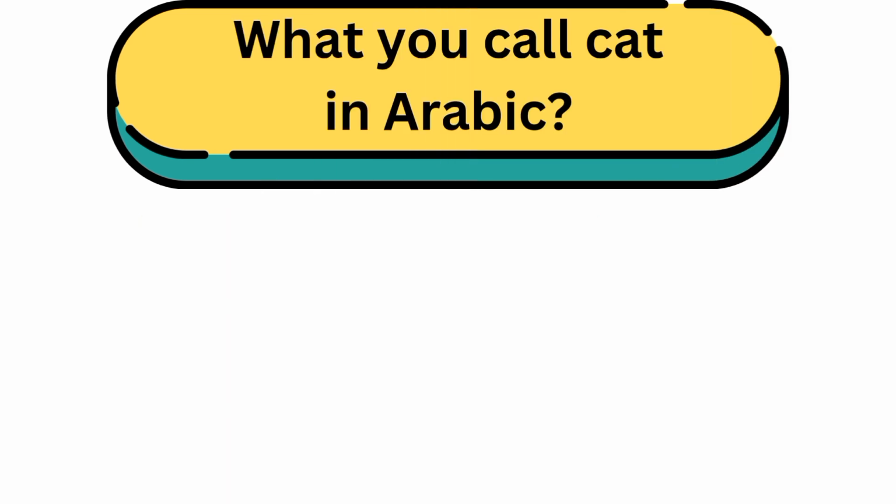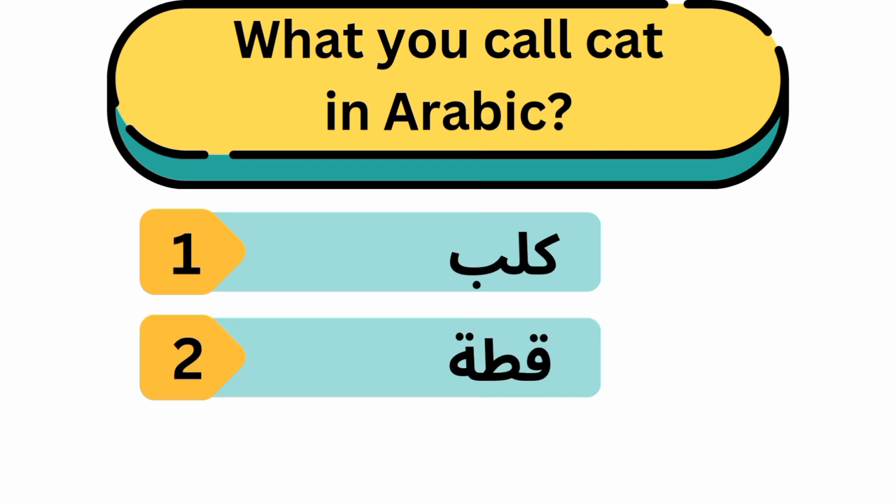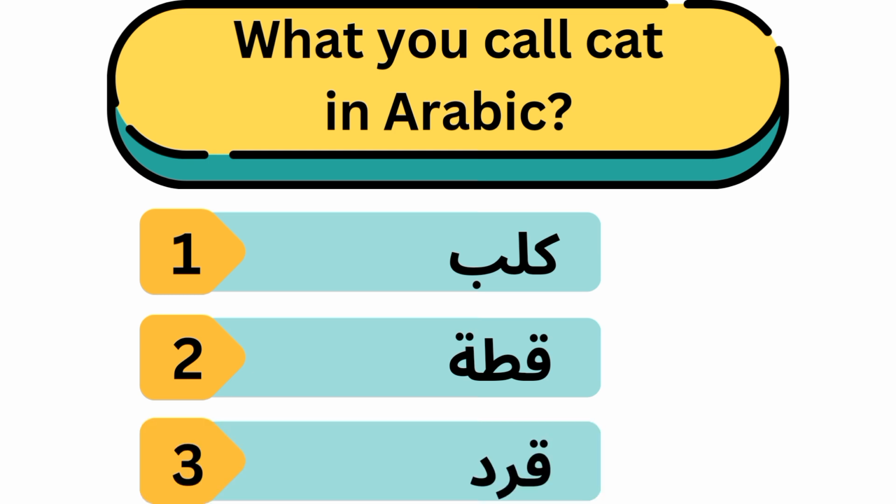Question number 2. What do you call cat in Arabic? Option 1, kalb. Option 2, kutta. Option 3, qitta. Correct answer is option 3, qitta.